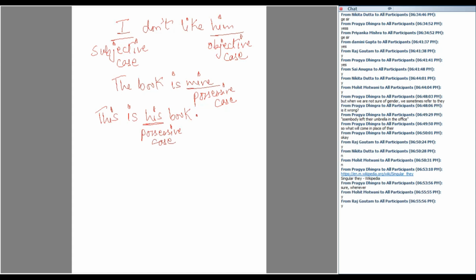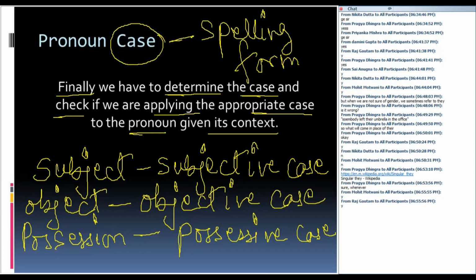But in pronouns, we have a fourth case also, and that case is called reflexive case. The fourth case is called reflexive case. What is the reflexive case? If you add the word self or selves to a pronoun, and it actually tells you that an action is directed back on the subject, then it is called the reflexive case.